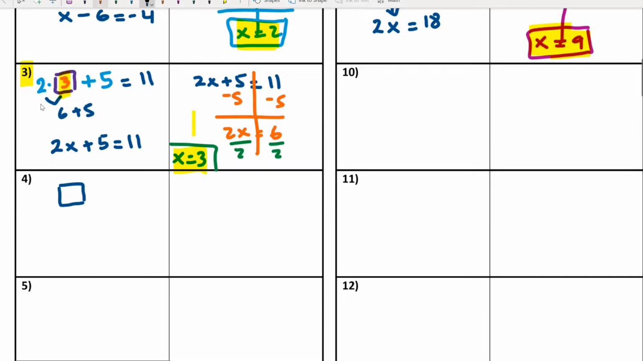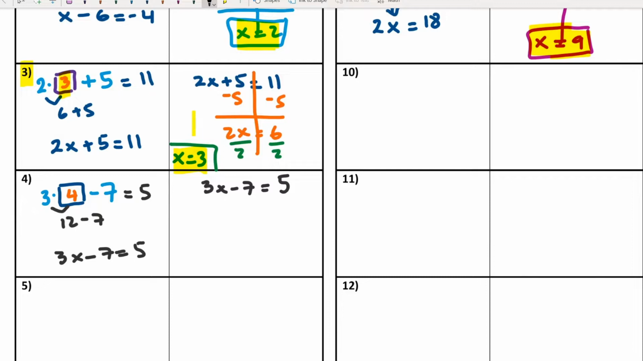Okay, draw the box. The date is 4, so you're going to put 4 in here. Then you're going to do something to it. Let's say I'm going to times 3 this time, and I will subtract 7 maybe. Now we're going to work it out. 3 times 4 is 12 minus 7. That gives you 5. So the equation is 3x minus 7 equals 5.